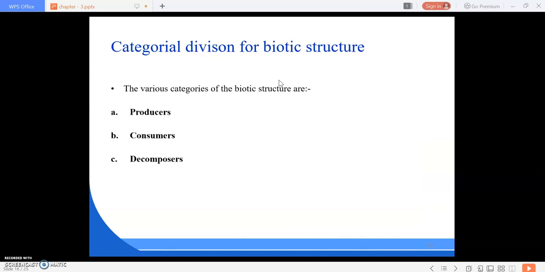Next, what are the categorical divisions of the biotic structure? The various categories of the biotic structure are producers, consumers, and decomposers, and these are the living organisms. So what do you mean by producers? Who produce the food?